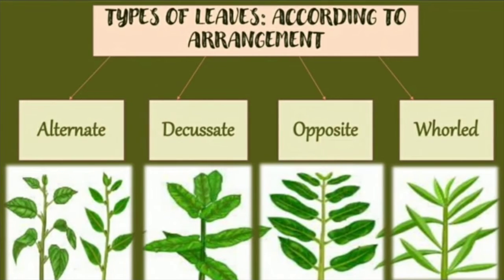Now, in different plants, the arrangement of leaves on the stem is different. So, based on the arrangement of the leaves, there are four types: alternate, decussate, opposite and whorled.